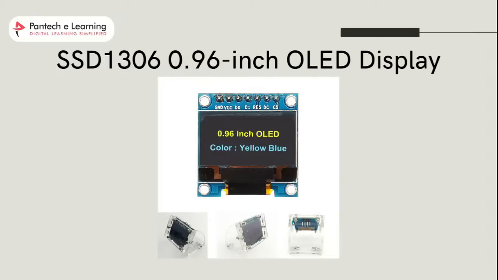Let us take a look at the OLED display which we will be using in this session. It is called the SSD1306 0.96 inch OLED display, which has 128 by 64 pixels. In an LCD we have seen 16 by 2, but here it is 128 by 64 pixels, and it communicates only through the I2C protocol with the development board. It is cheap and readily available in the market.